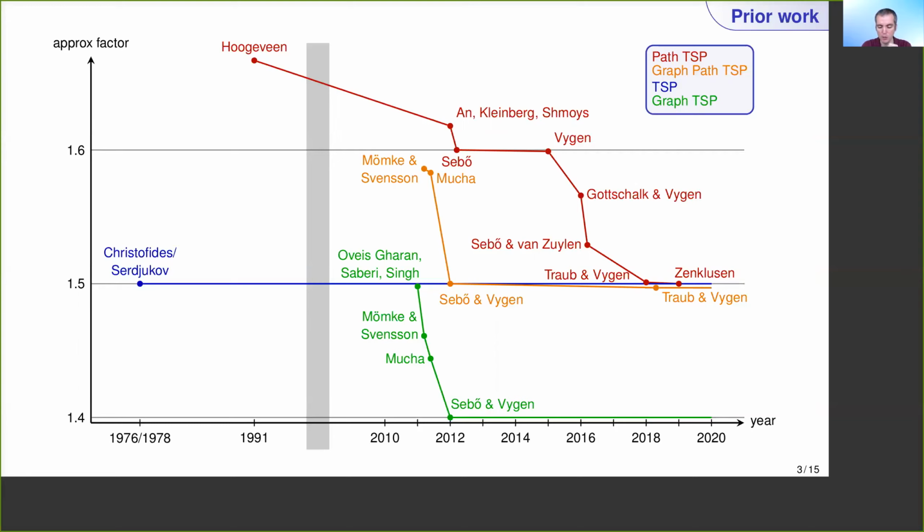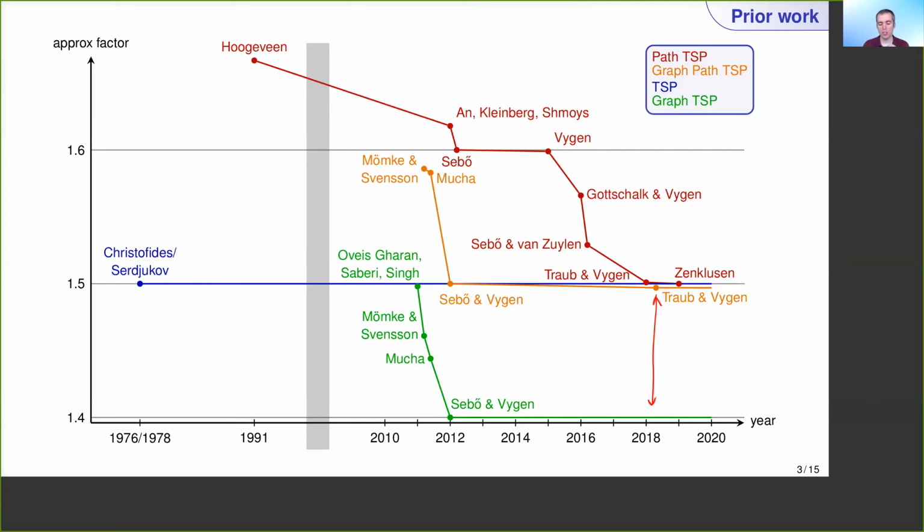However, for the graph version, that's not the case. For the graph version of path TSP, the orange line, you see that only very recently we have a factor that's actually slightly below 1.5. And there's still a significant gap between TSP and its graph version. That would be the orange and the green line.